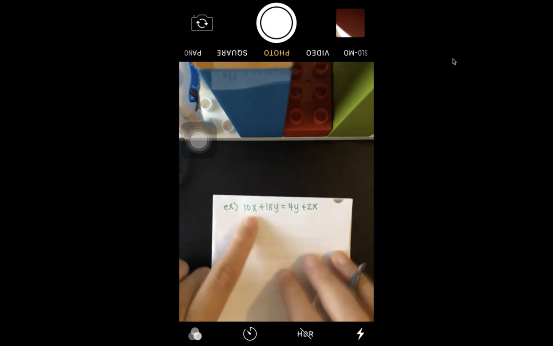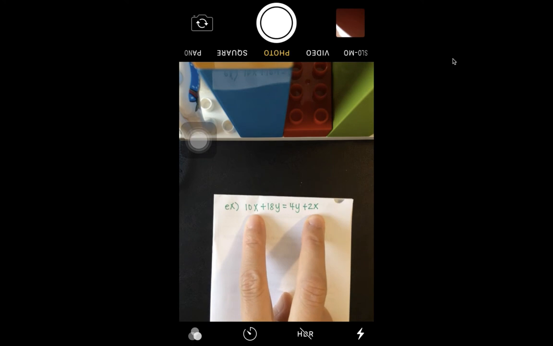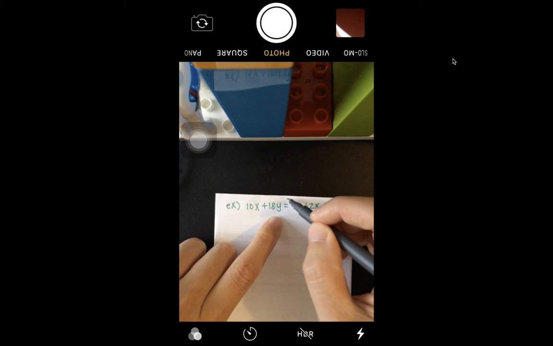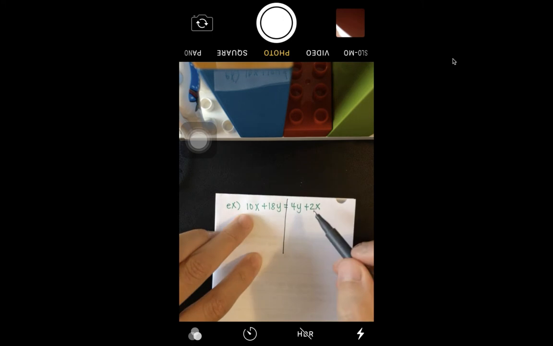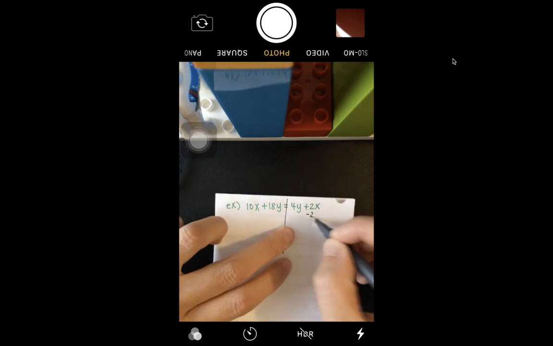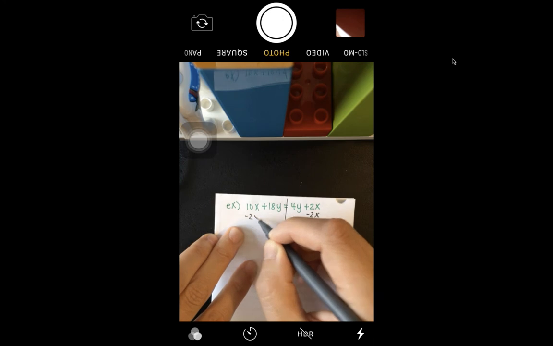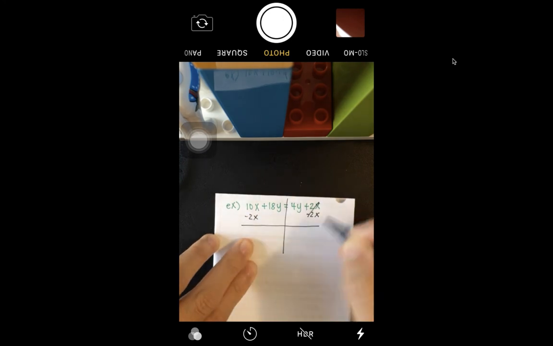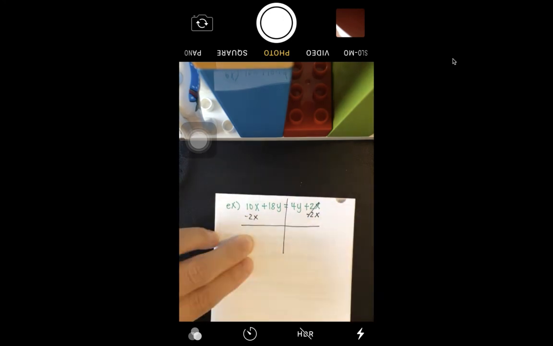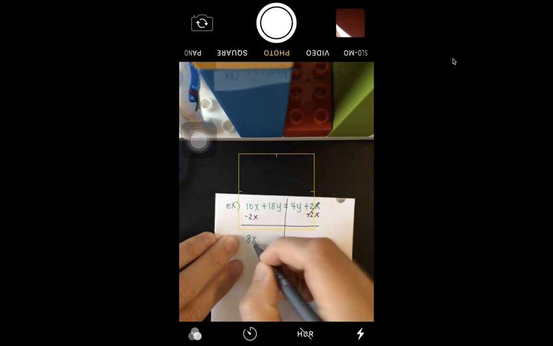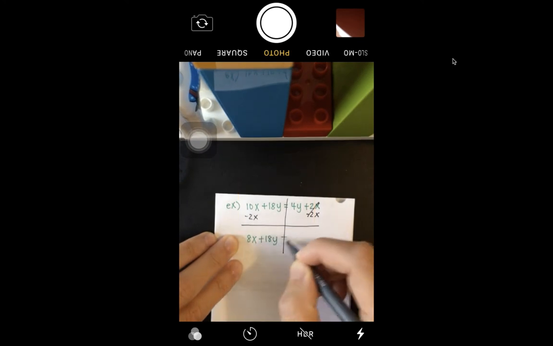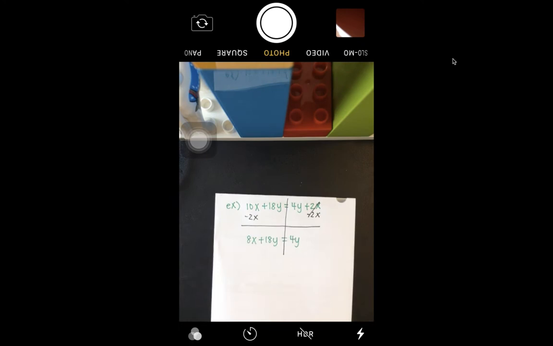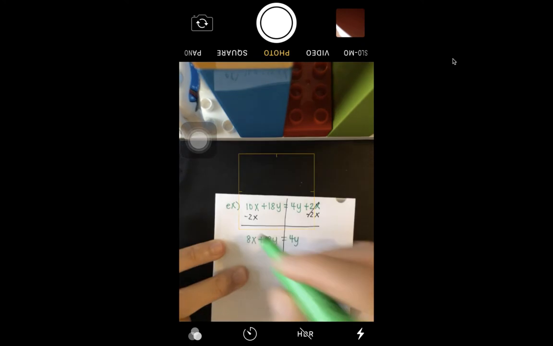Wait, I have x's on both sides, and they're asking me to solve for x. So before I do anything, can't I get my x's on the same side? So can't I subtract 2x on both sides to get rid of the x's here? So really, I just have 8x plus 18y equals 4y. Now I can solve for x. You should be able to do this.